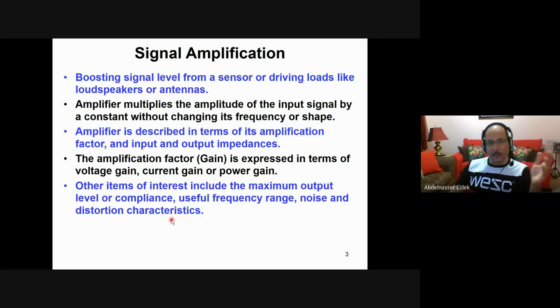You want to study also the noise. You don't want to have some noise distort the signal, and so on. Also the frequency range. Not all amplifiers will work at all frequencies. There is a frequency range in which the amplifier works, for example, from 10 kilohertz to 10 megahertz. Before that and after that, it will not work. Every amplifier has a certain frequency range that it works in.